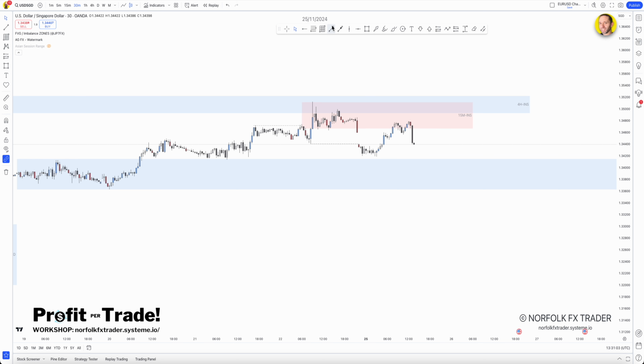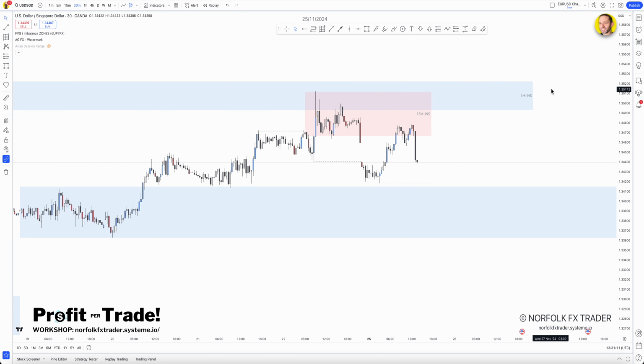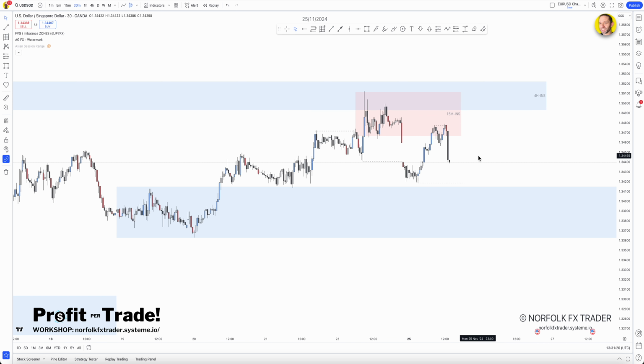So what we're looking for now is the continuation from here lower to run this week low. We've had this drop out, pull back in, sweep within. Okay, already come out of this 4-hour area we've got marked. Sweep here within those highs, and then we're looking for the drop for this week low. So that is the US dollar, Singapore dollar.